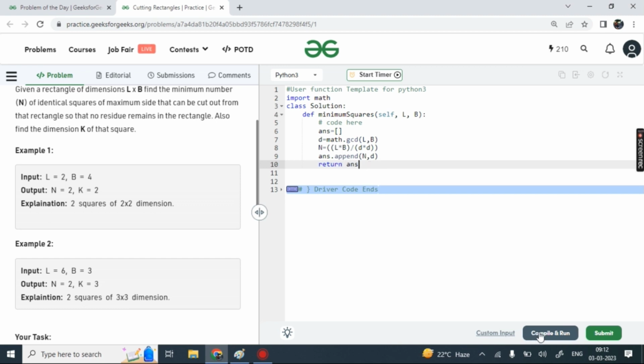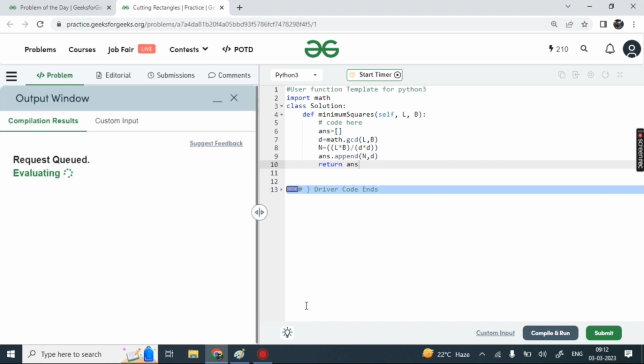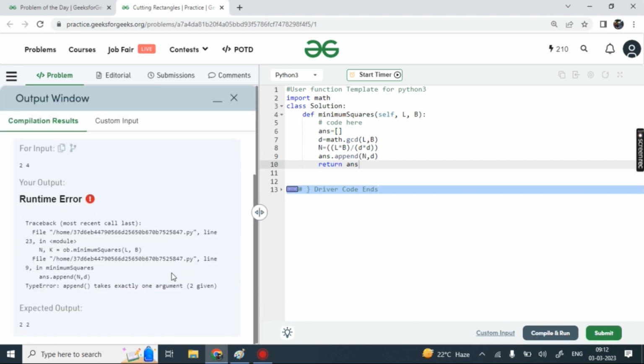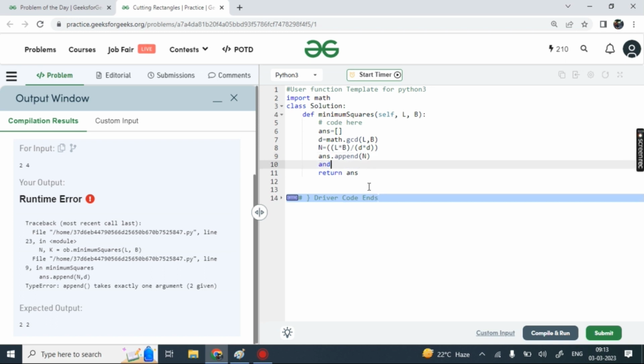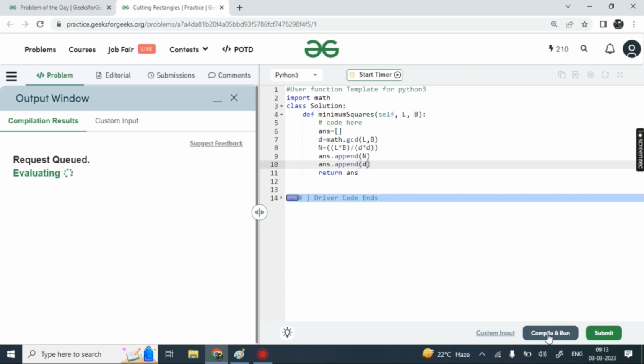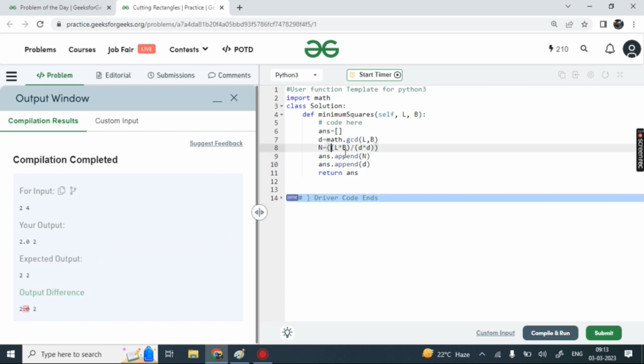Now let me compile it. We are getting some error. We need to append one by one: answer dot append d. One more thing: here we are dividing, so we may get a float value, so we convert that into an integer. Let me compile it again for the first test case.